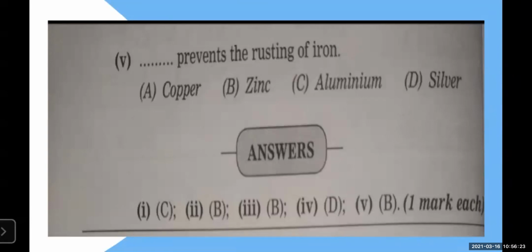Now you can see I have given you the answers also at the end. First is C, second is B, third is B, fourth is D, and fifth, what we have discussed now, is option B. So in your exam, how are you going to write question number 1?